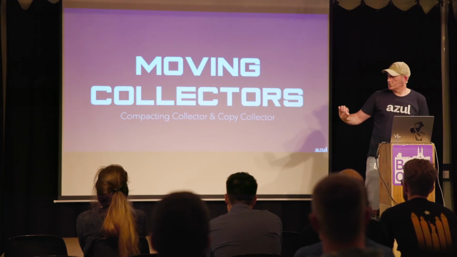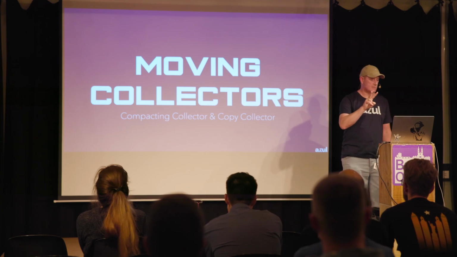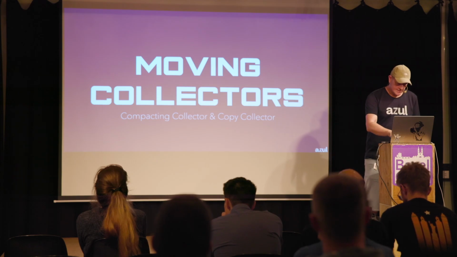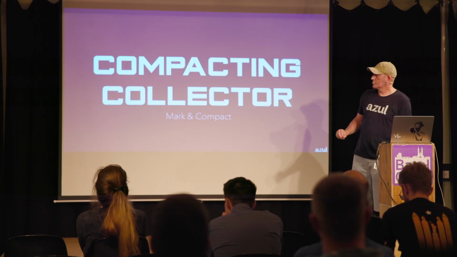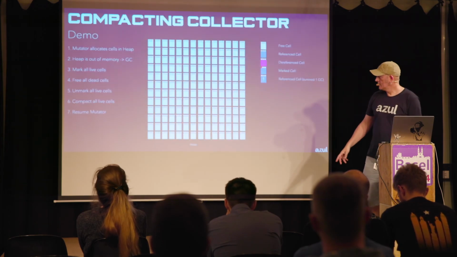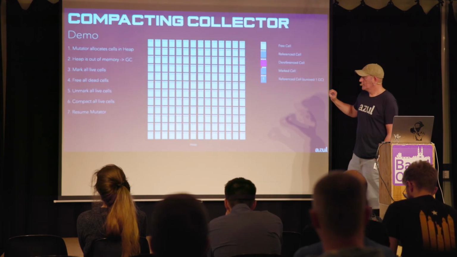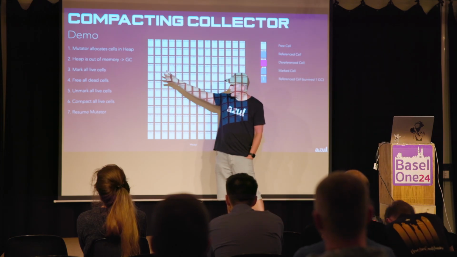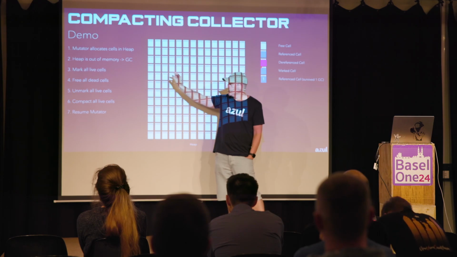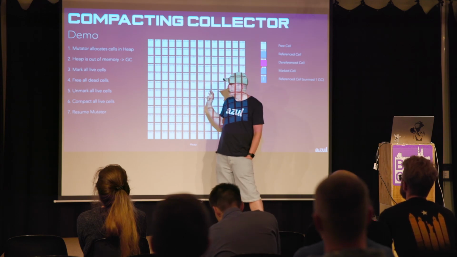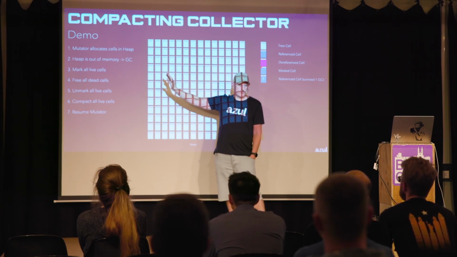That leads me to moving collectors, because we have two different ones. We have a so-called compacting collector and the copy collector. Let's start with the compacting collector, which is mark and compact, which is in principle the same that we saw before. One additional step, so we go through the procedure, we allocate memory, we run out of memory, we mark the live cells, free all the dead cells, and then we unmark live cells. That means we remove the little square, and then we compact everything to the left, right?